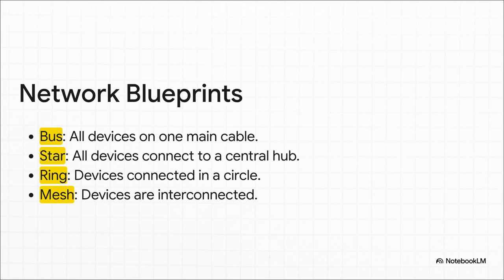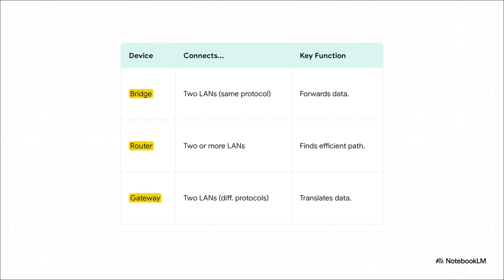For example, a bus topology is like one long road and every device is a house on that road. A star is kind of like a wheel where everything connects to a central hub. A ring is exactly what it sounds like. Data goes around in a circle. And then there's the mesh, which is super important for the internet. It's a web where everything is connected to everything else, so if one path breaks, the data can just find another way.